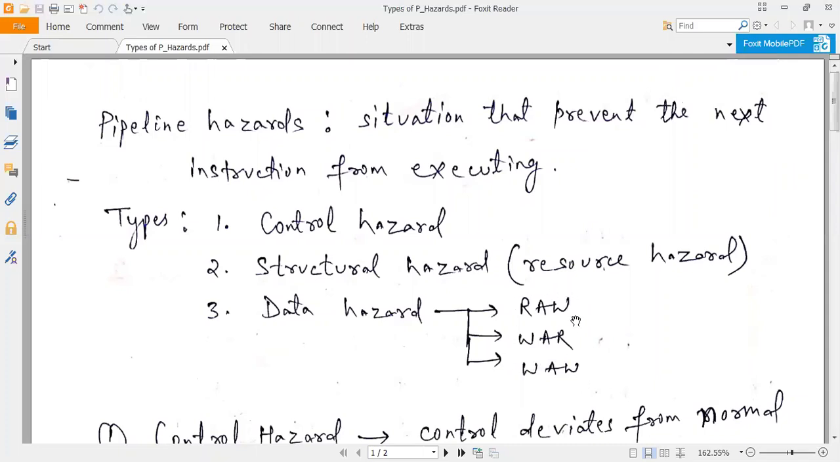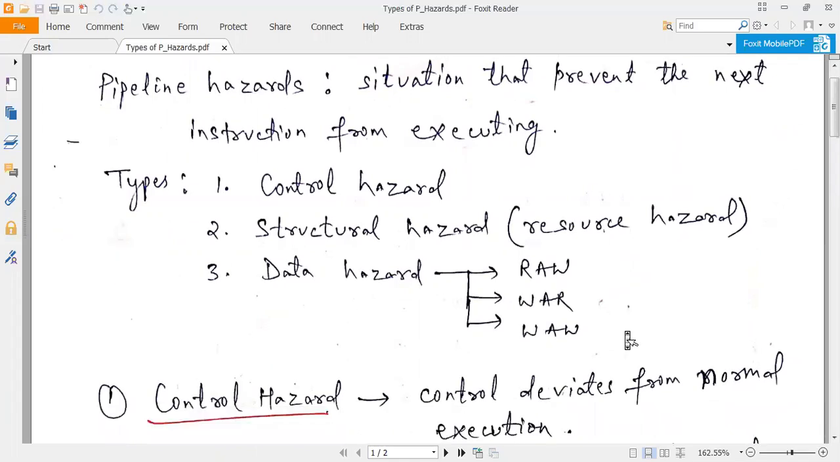Please note, this data hazard always arises when there is a write operation. So the first one also contains the write operation, the second one also contains the write operation, and the last one also contains the write operation. We will discuss in detail in this lecture.